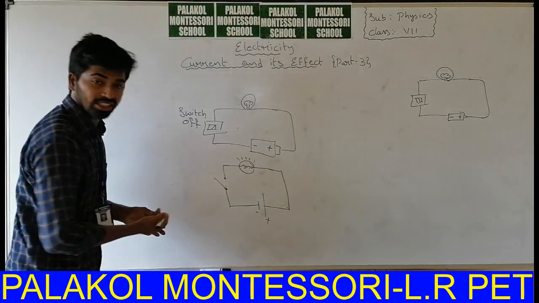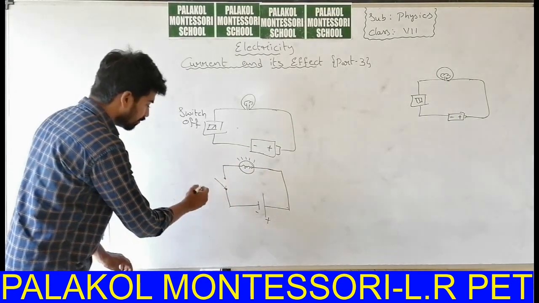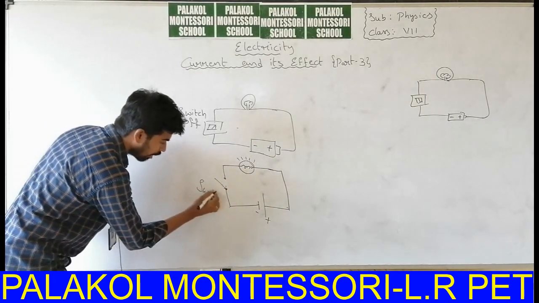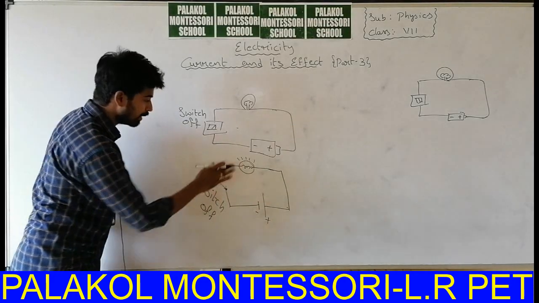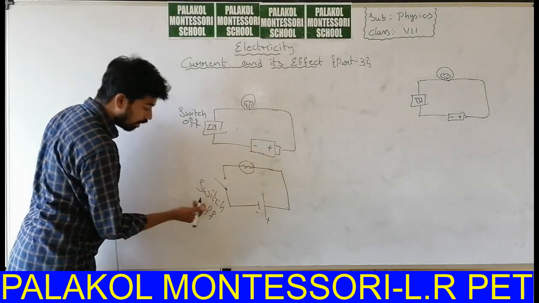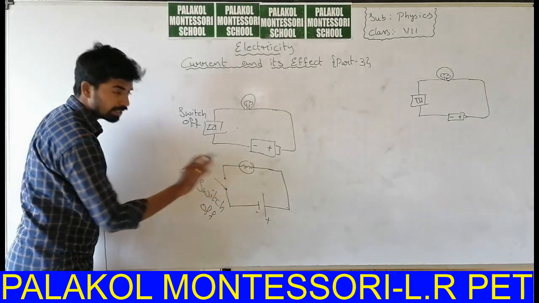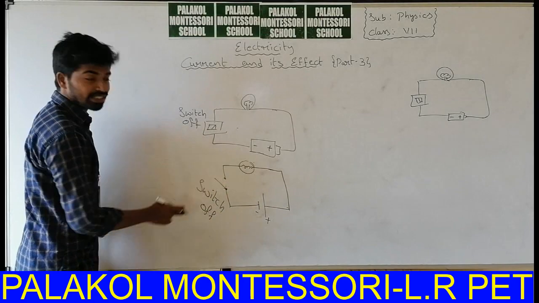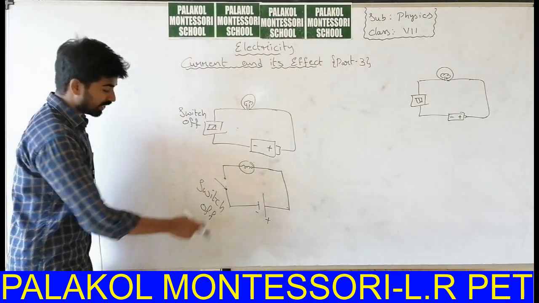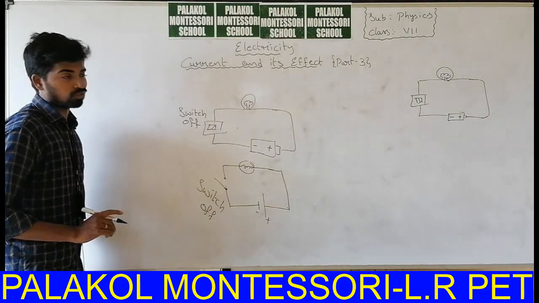Now the circuit is open. So this is the switch off. Since the circuit is open, the bulb doesn't glow when the switch is off. Why? The circuit is open. The gap is there, so there will be no current flow. If there is a gap, there is no current flow.